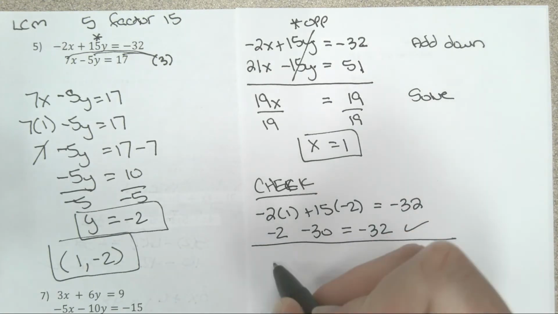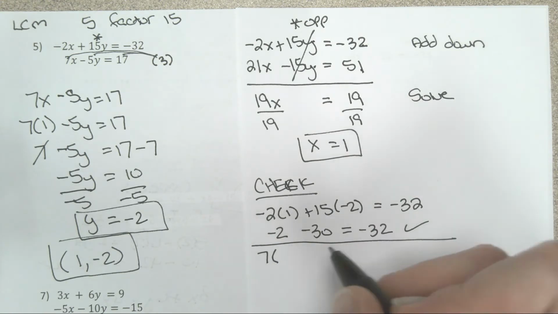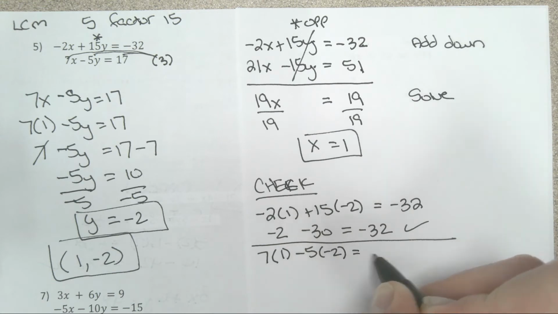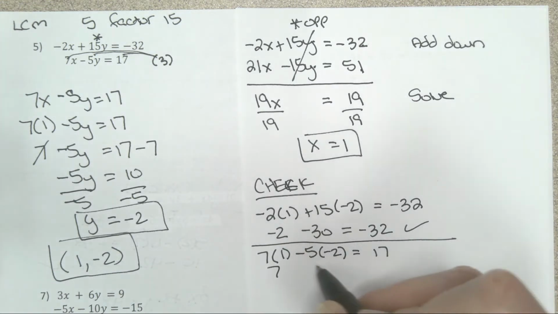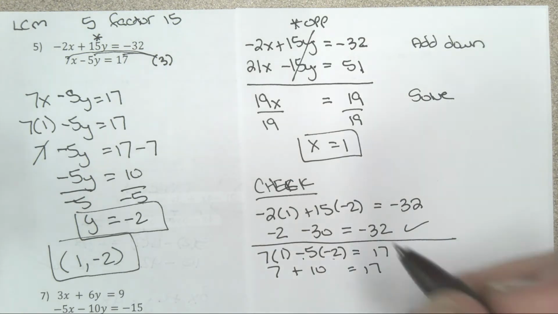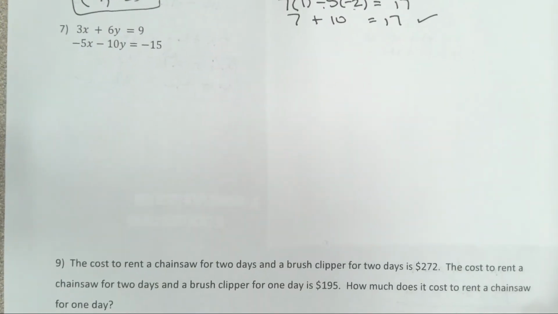And into the second one, so 7 times 1 minus 5 times negative 2 equals 17. Negative times negative is a plus 10. 7 and 10 equals 17. That is a true statement. Next one.